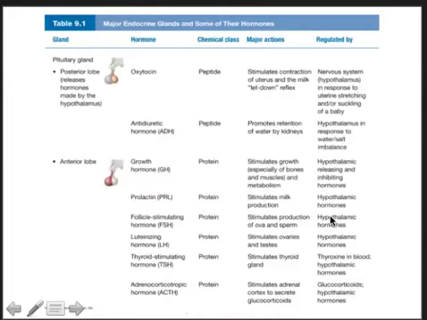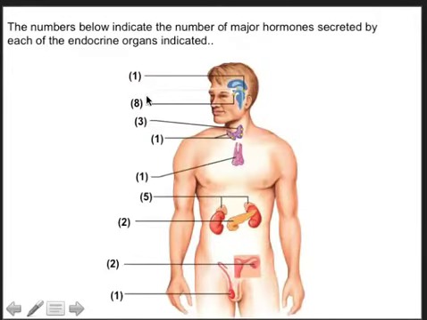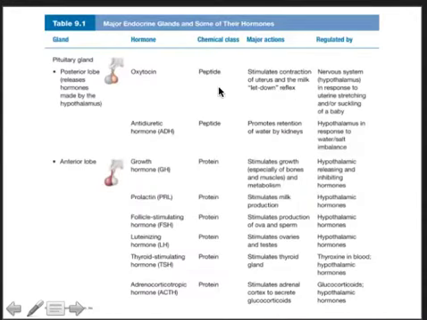So as you look at each of these hormones, that was my problem with the pituitary. I forgot that the posterior pituitary also secretes oxytocin and vasopressin. So you can see here on the list the gland, the hormone, the chemical structure, the major actions, and what regulates it. And in case you're wondering, yes, you need to know this information.